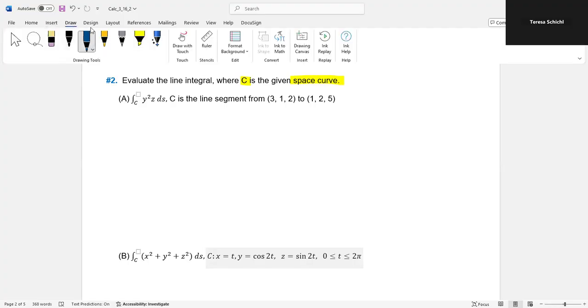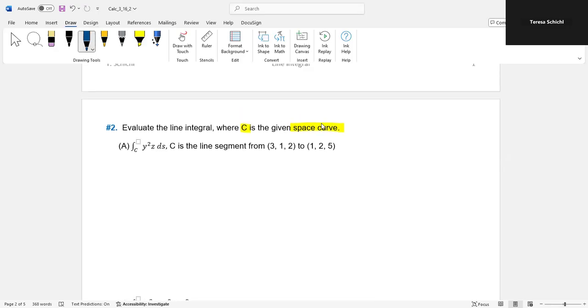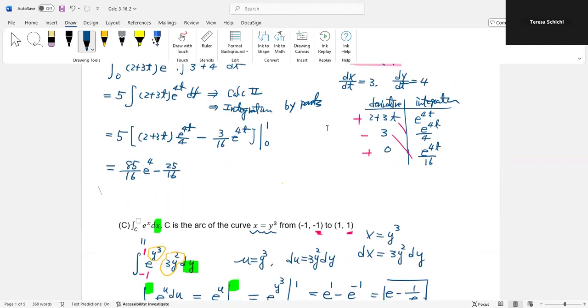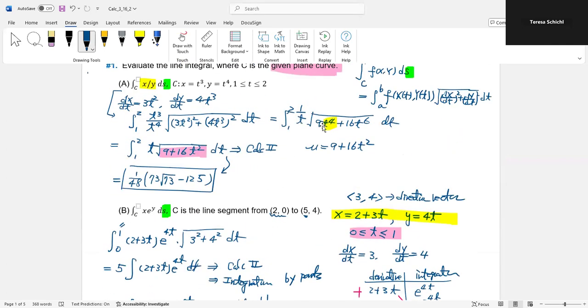Let's do a little bit of a refresher. In our first video we talked about how to do the line integral when C is a plane curve. We did three different types of problems. The first one, where the parametric equations are already defined for you, is the easiest type of problem. You can just use the formulas and do it.